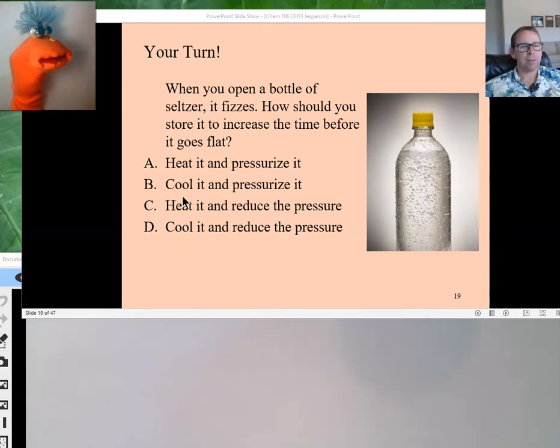What do you think? When you open a bottle of seltzer, it fizzes, right? Carbonated water. How should you store it to increase the time before it goes flat, meaning all of the carbon dioxide comes out of the water? Heat it and pressurize it? Well, you said heating decreases the solubility, right? That's right. Heating decreases the solubility of gas in all liquids. So cooling it would be better. And increasing the pressure also increases the amount of gas that dissolves, right? So it looks like B. That's right. If we were to heat it and then reduce the pressure, that's not going to help because, well, we already know, cooling it is better for improving solubility, but we need to maintain the pressure, right?